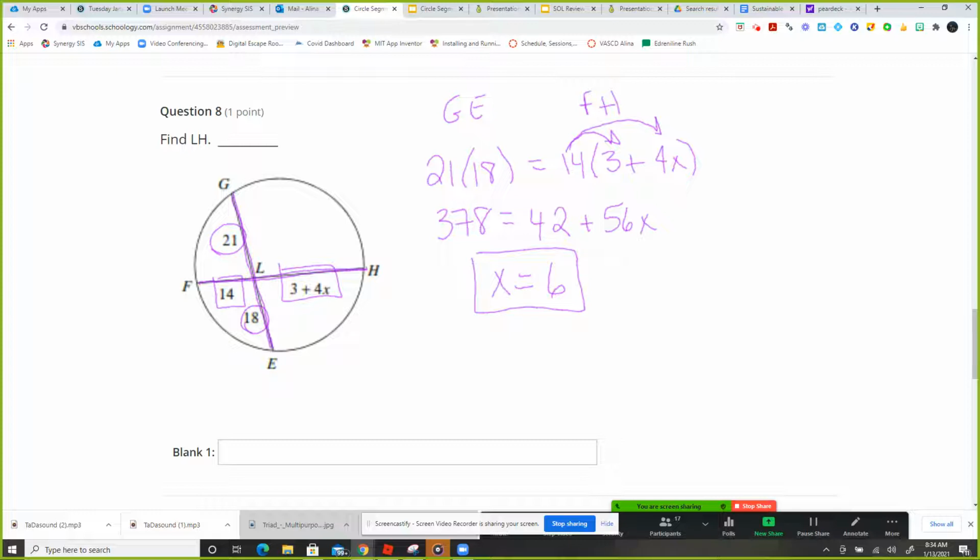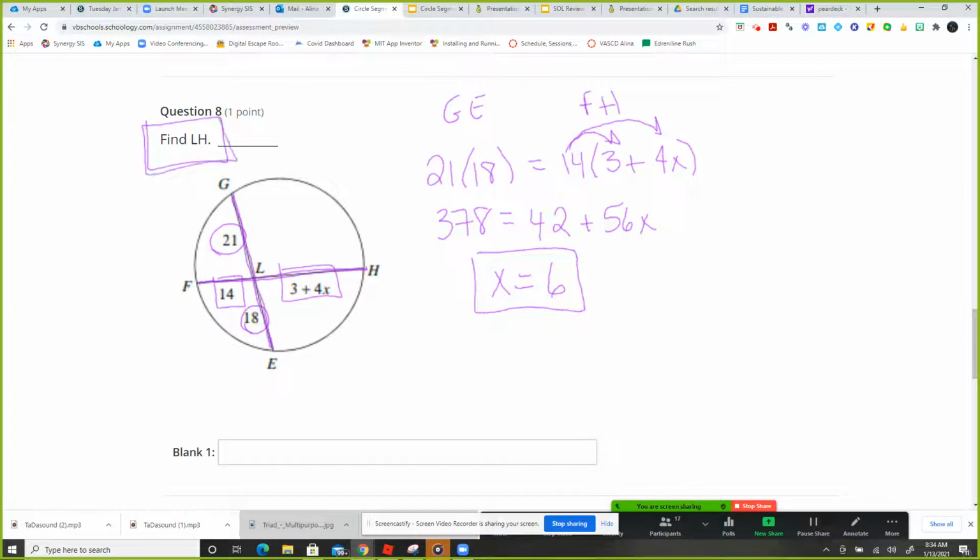What was the question? So did you get x equals 6? Did I solve that correctly? Yeah, that's what I got. Okay, that's fine. Is that my final answer or do I have to do something else? You have to plug it in into LH.